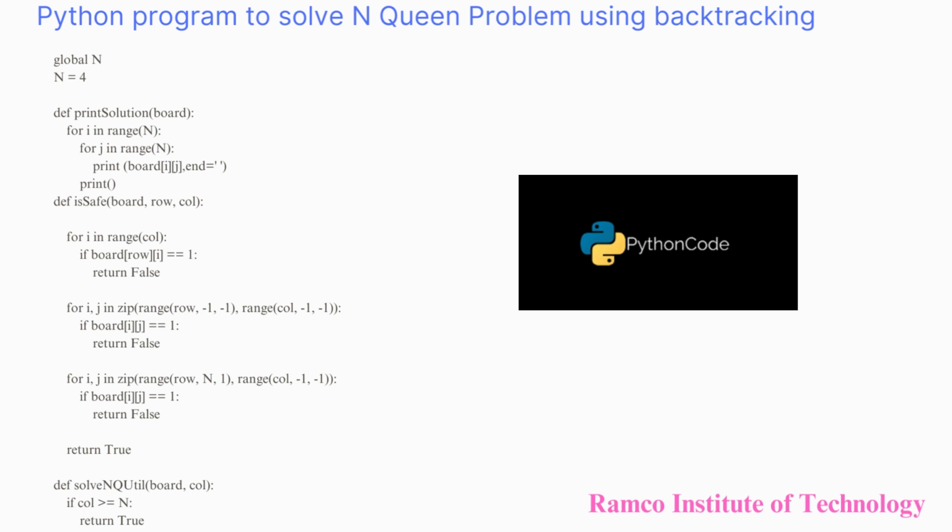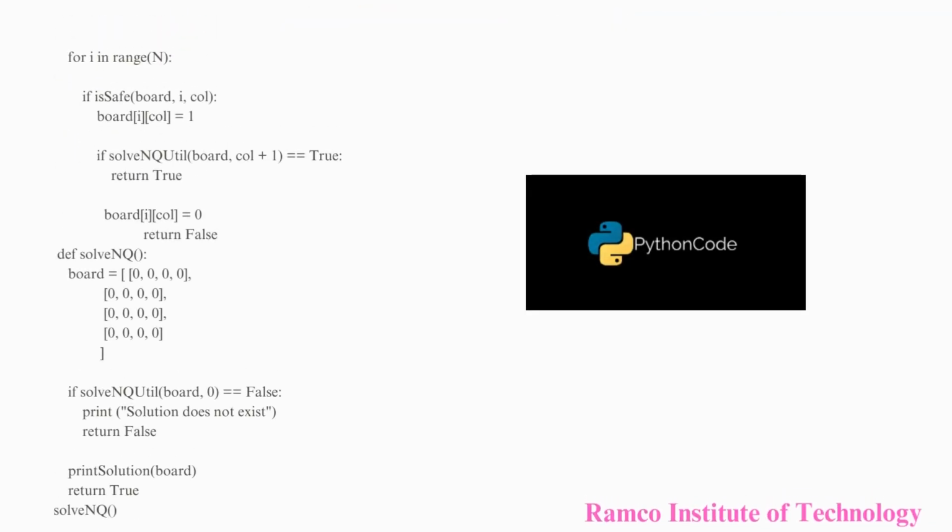And next, define the solveNQUtil function with 2 parameters board and column. Here, try to place the queens in all the rows one by one. If queen cannot be placed in any row, it returns the false value. Otherwise, it returns the true value. And this function solves the NQ problem using backtracking. It mainly uses the solveNQUtil to solve the problem. And it returns the false value if queen cannot be placed. Otherwise, it returns the true value.